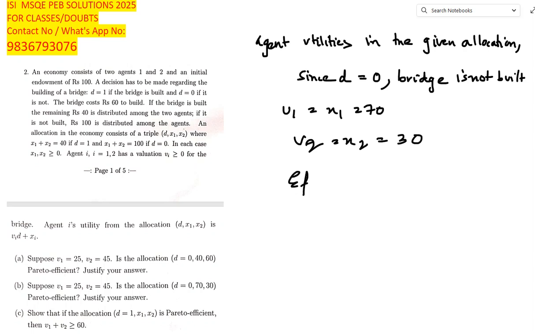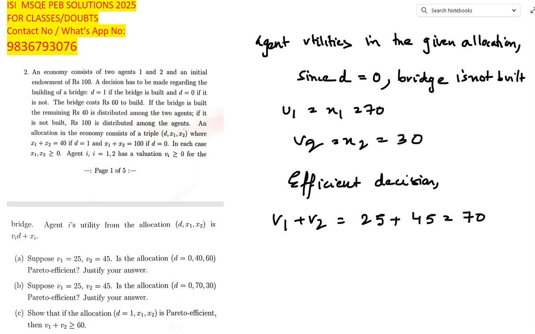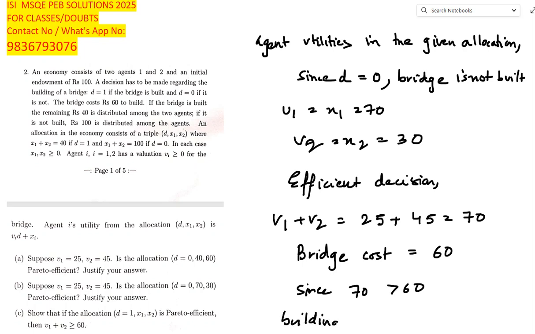Now check if the bridge should be built. Again, we have to check the efficient decision. The total valuation will be V1 plus V2, that is 25 plus 45, so that is 70. Now what is my bridge cost? Bridge cost is 60. Now since 70 is greater than 60, building the bridge is efficient. Why? Because D is 1 is better in total.